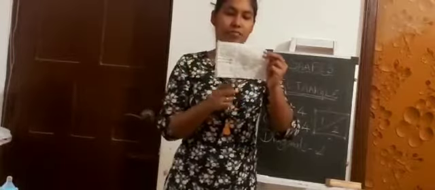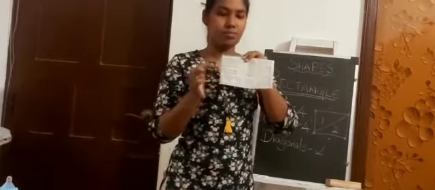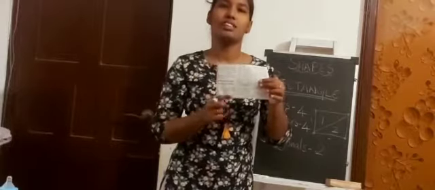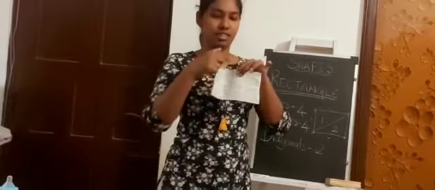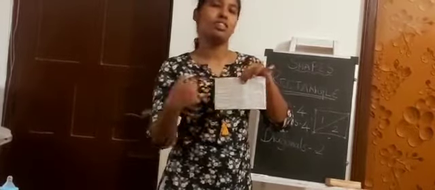In rectangle, only the two opposite sides are equal. That is, these two sides are equal and these two sides are equal. This part of the rectangle and this part of the rectangle are equal, and this part of the rectangle and this part of the rectangle are equal. That is, the opposite sides of the rectangle are equal. As we saw in square, square has four equal sides, but in rectangle only these opposite sides are equal.